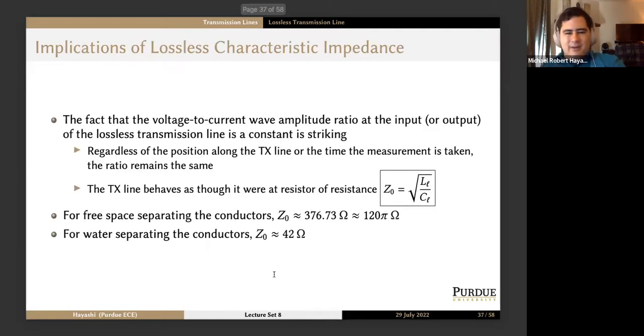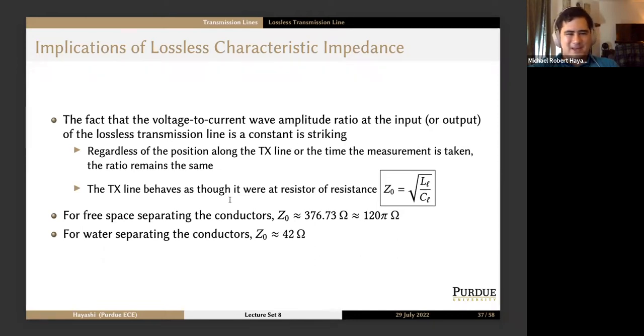So last thing, we need to talk about the implications of the lossless characteristic impedance. The fact that the voltage to current wave amplitude ratio, remember it's the ratio of the amplitudes of the waves at the input or output of the lossless transmission line, is a constant, should be striking to us. That should catch our attention. Regardless of the position along the transmission line or the time that the measurement is taken, the ratio of the voltage to current amplitude remains the same for the steady state solution.